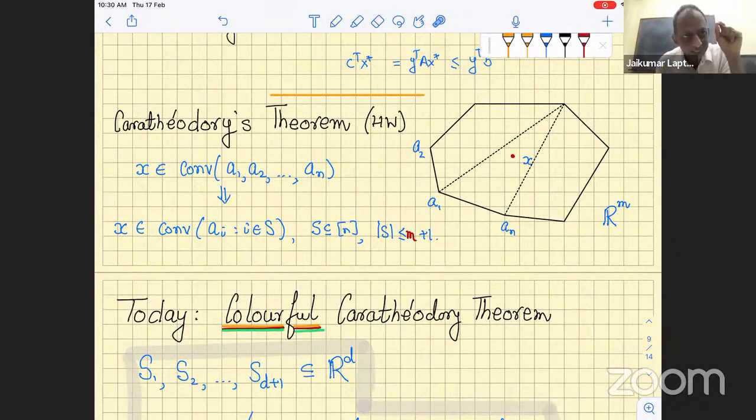That is, in m dimensions, if you are inside a convex hull, then you don't need all the vertices. You need only m+1 of the given points, and they alone will generate that point. For some other point, there'll be some other subset. If you take the point here, then probably this and this generate this point. If you take this point, maybe this and this generate this. Every point is generated by 3 in R2. In general, at most m+1, because sometimes you might have a point on the boundary, in which case you need only 2 and not 3.